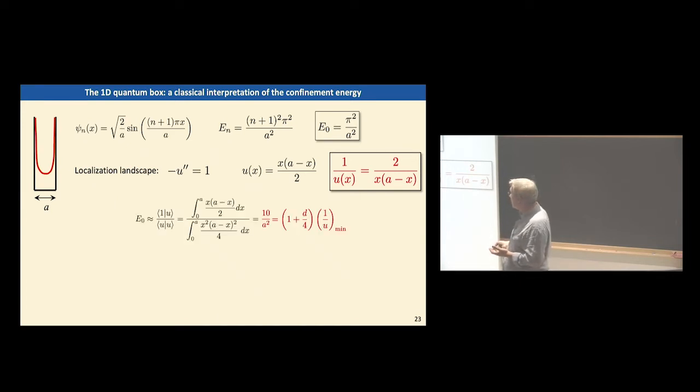It's 8 over a square. And if you compute this quantity, the integral of u over the integral of u square, you obtain 10 over a square, which is 1 plus d over 4, 1.25, the value of the minimum of 1 over u. And this is the approximation, the predicted approximation from the landscape to the fundamental energy. So 10 over a square is the prediction, and the actual value is pi square over a square.